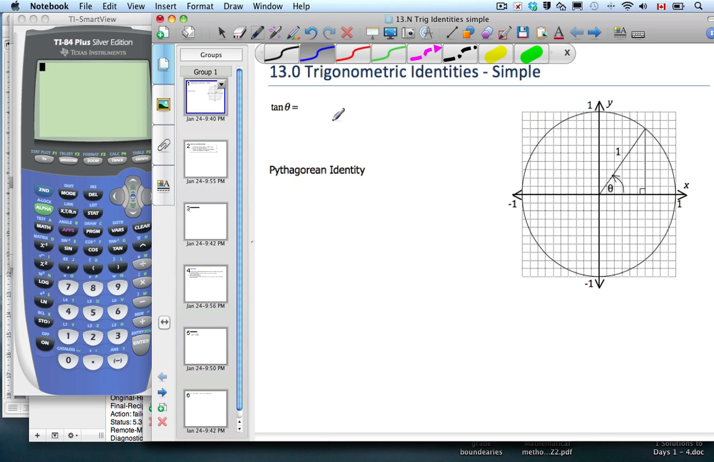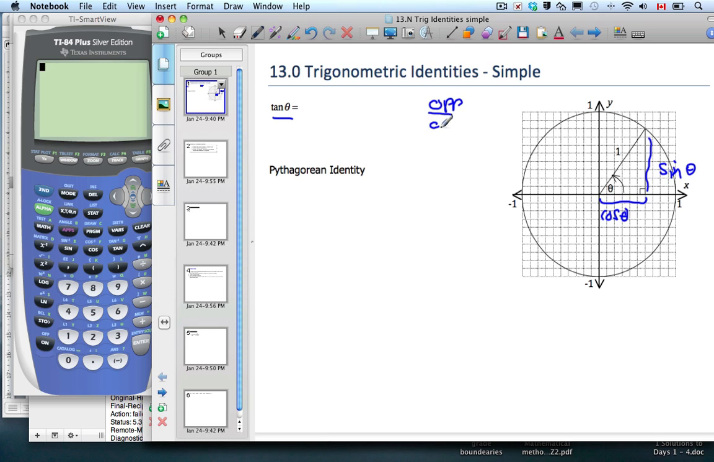Okay, so first thing we're going to look at is tangent theta. We have our unit circle here, and we know in our unit circle that this here is cosine theta, because that's the x value, and this here is sine theta. Tangent, we know from right triangle trig, is the opposite over the adjacent. So if I look at this angle, opposite is sine over cosine, and so tangent theta is also the same thing as saying sine theta over cosine theta.